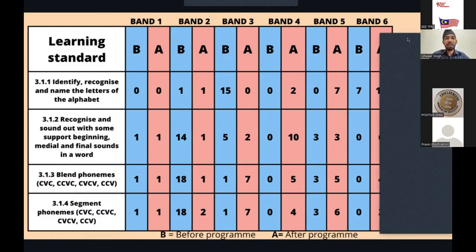So the difficult part is 3.1.2, recognize and sound out with some support, beginning, medial, and final sound in the vowels. This is the focus of the phonic modules, for them to understand the sound and be able to sound it. We see most of them before the start of the program, during the school closure in March. This assessment was done in February before schools were closed in March.